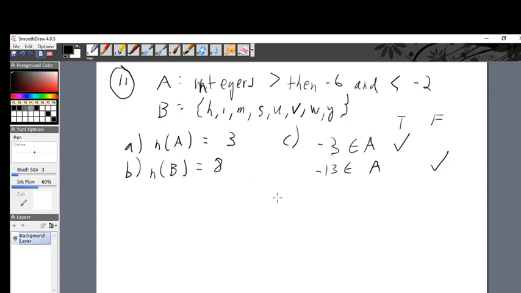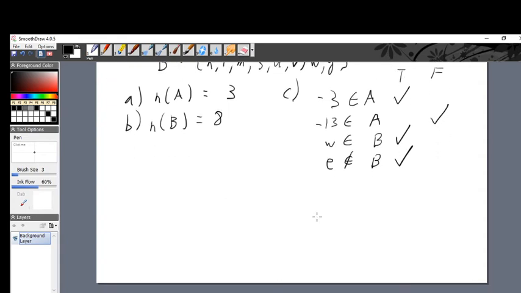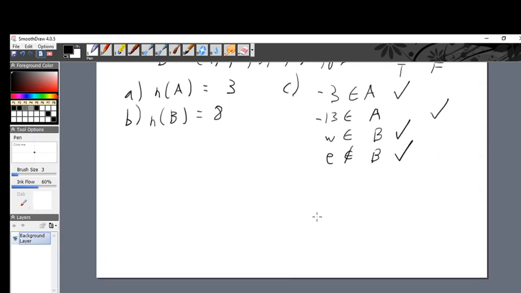Next question. Is W an element of B? W's in there. So yes, true. Next question. Is E not an element of B? Yeah, E's not in there. So it's true. And that's it for problem number 11. Let's move this up. We can get problem number 12 on here too, I believe. It's not that big. And let's cordon off space, just in case we need it.